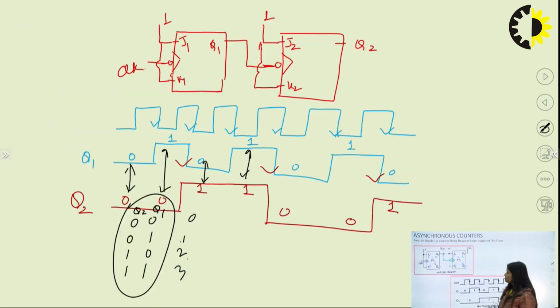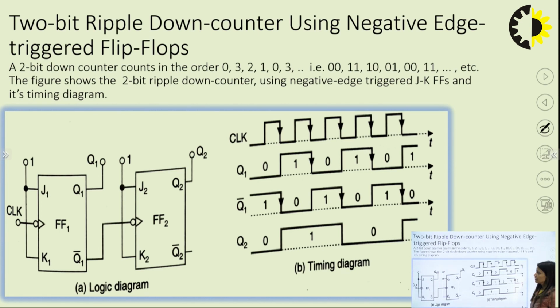Let's say I want to make it work as a down counter, starting from 0, with both flip flops initially reset at 0 level, and then I want to count 0, 3, 2, 1 like this. Then I will make a slight change in the concept: I will connect my Q1 bar to this negative edge triggering.